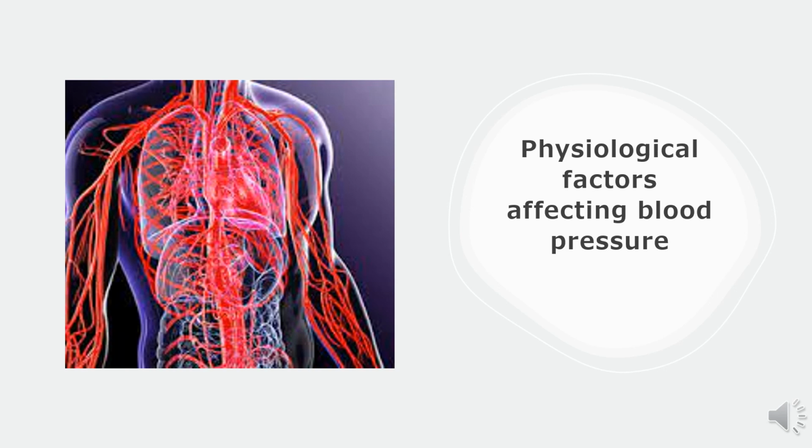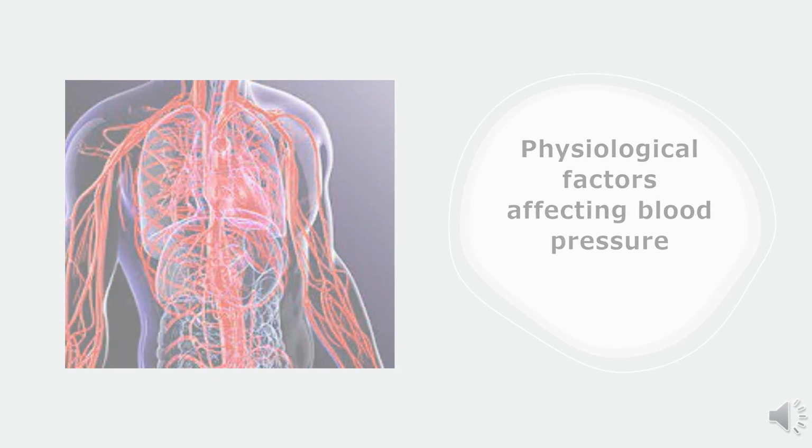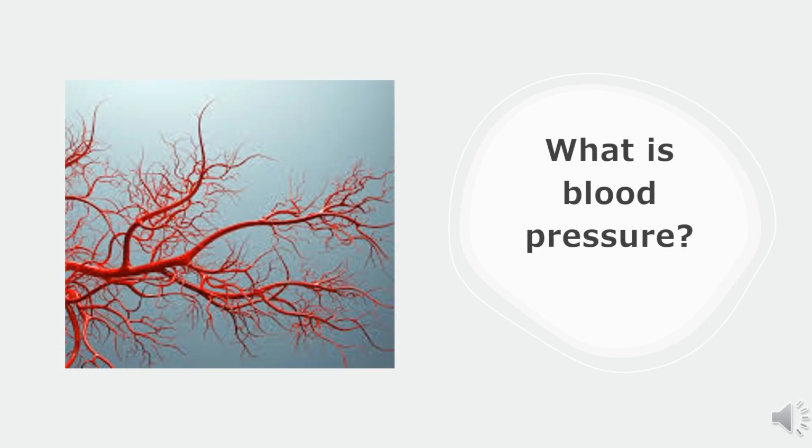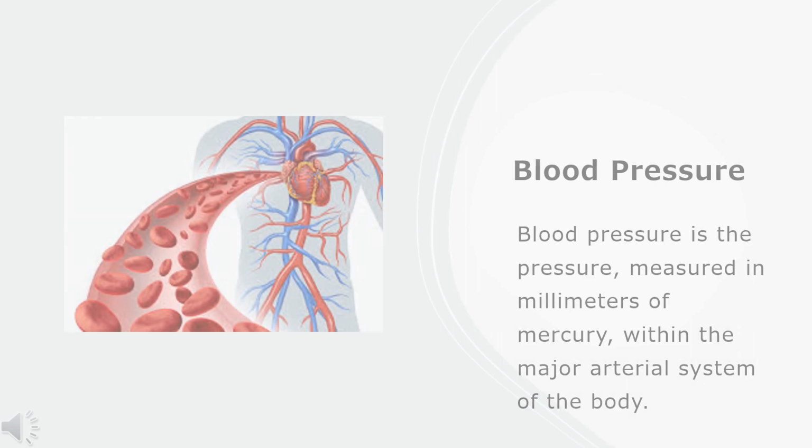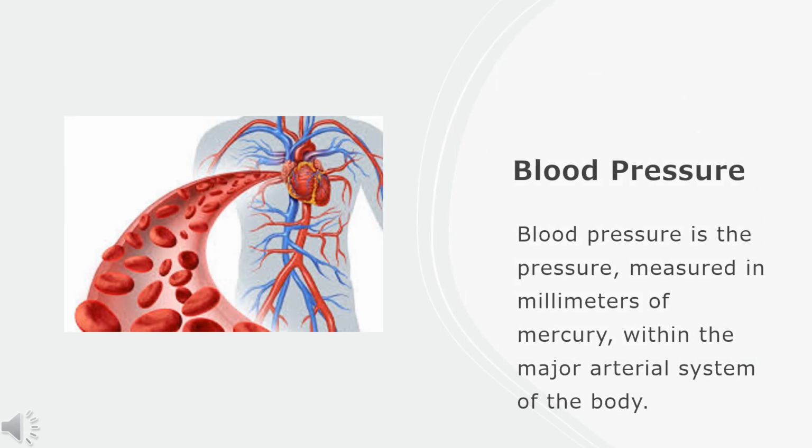Today our topic of discussion is physiological factors affecting blood pressure. But first of all we will discuss what blood pressure is. Blood pressure is the pressure, measured in millimeters of mercury, within the major arterial system of the body.